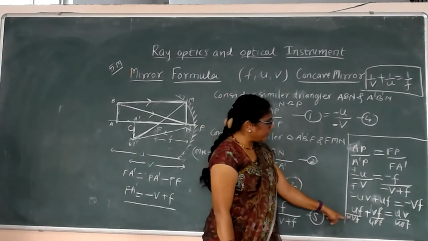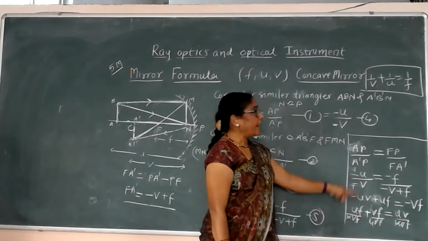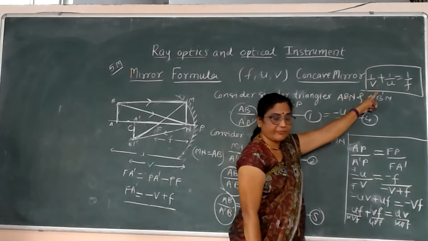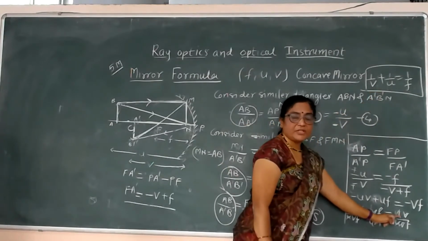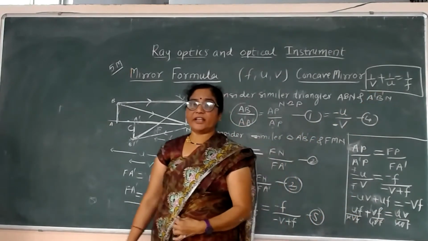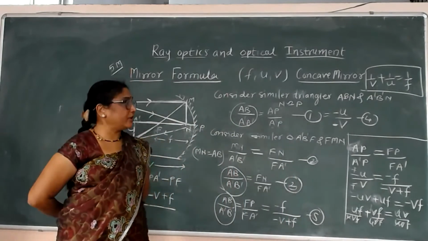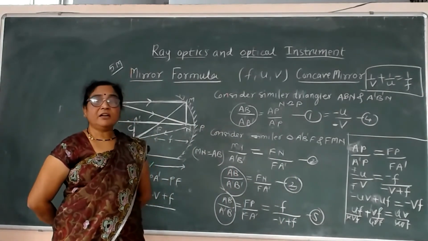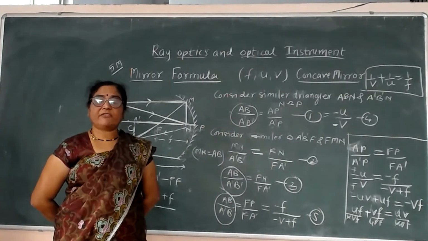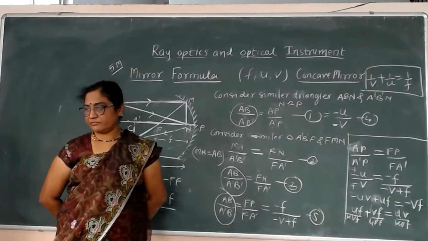So here u gets cancelled, f gets cancelled, and the remaining value is 1 by v. Here 1 by u is equal to 1 by f. So this equation, this derivation, is very important for the numericals as well as the famous derivation part. That is the mirror formula, or derive the equations for the mirror equation.